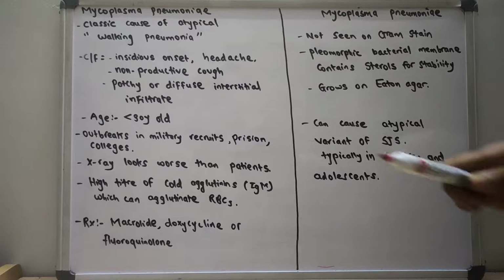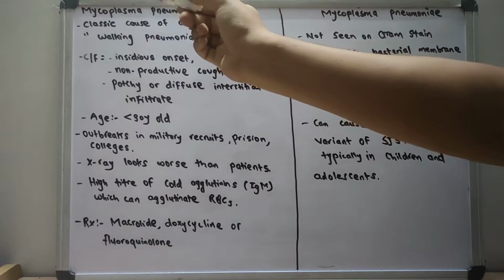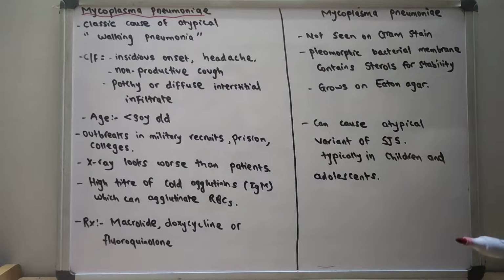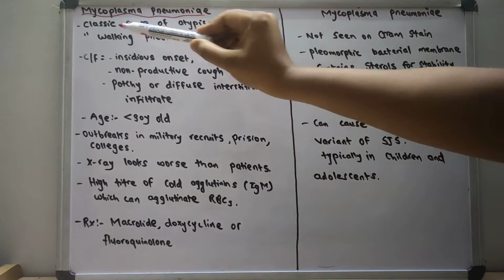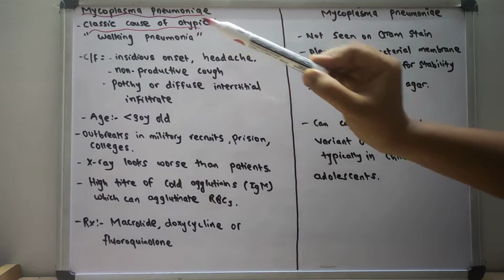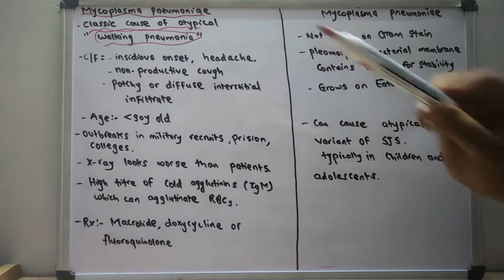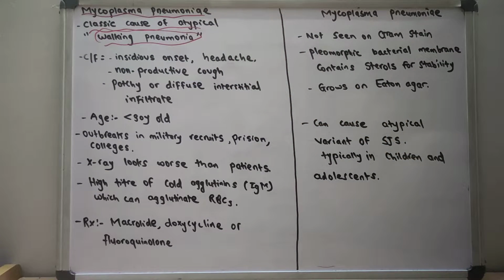So today we are going to read about another topic in clinical microbiology, that is Mycoplasma pneumoniae. Mycoplasma pneumoniae is a classic cause of atypical pneumonia. That means it causes a walking pneumonia. Why do we call this walking pneumonia?